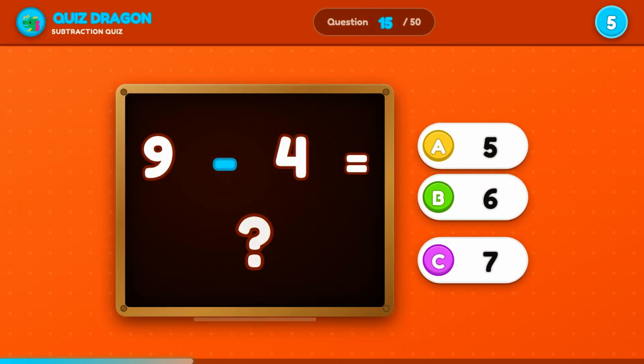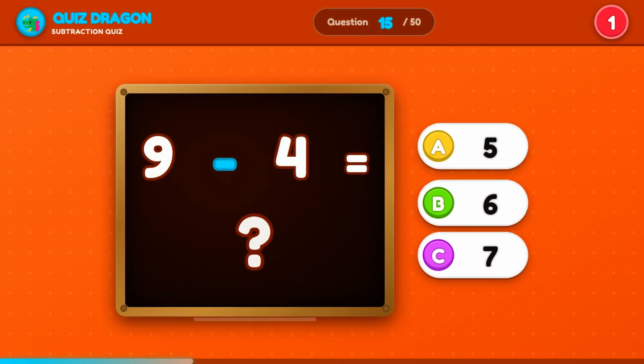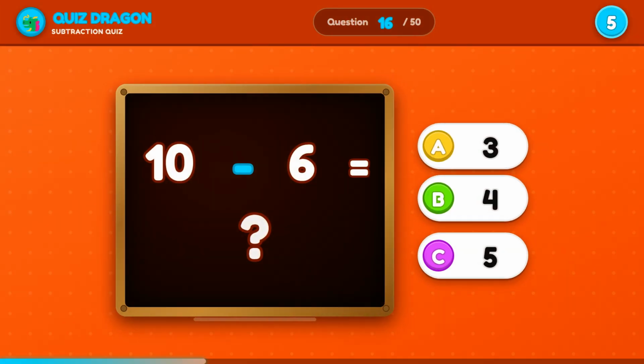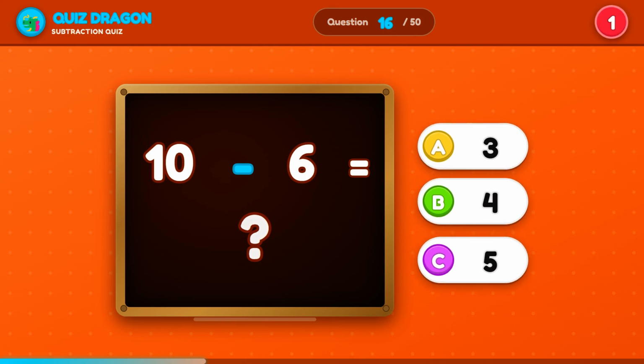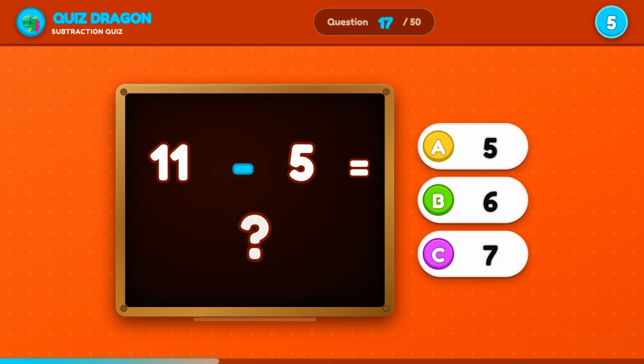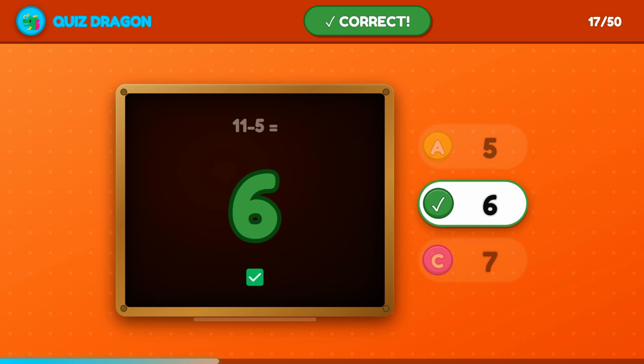Question 15. What is 9 minus 4? The correct answer is A, 5. Question 16. What is 10 minus 6? The correct answer is B, 4. Question 17. What is 11 minus 5? The correct answer is B, 6.